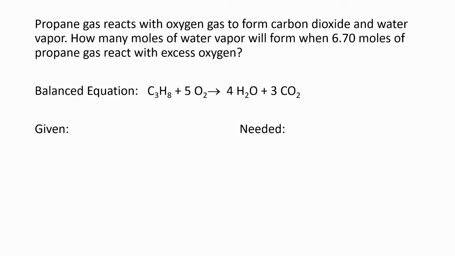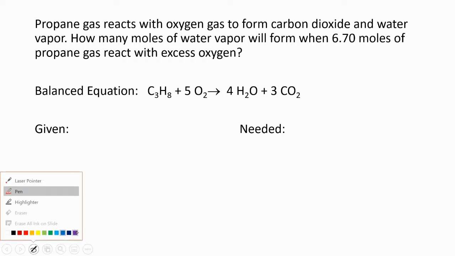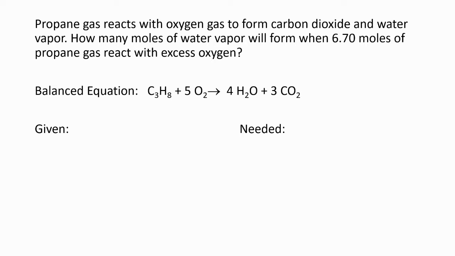This next one, new reaction. Okay, new balanced equation. We're going to start with 6.7 moles of propane. That's this stuff. So we're going to start with moles, and now we need moles of water. So this is a mole to mole thing.